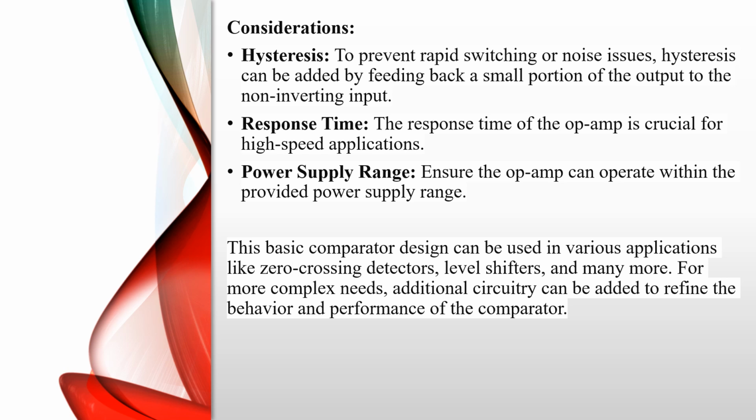And then we talked about the various applications of the comparator circuit by using an op-amp, that is zero crossing detector, level shifter and many more. And for complex needs, additional circuitry can be added to refine the behavior and the performance of the comparator, right? So these are the basic comparator circuit by using an op-amp.